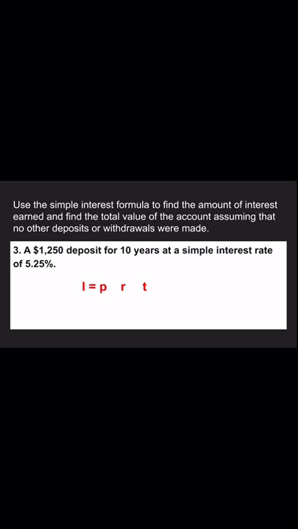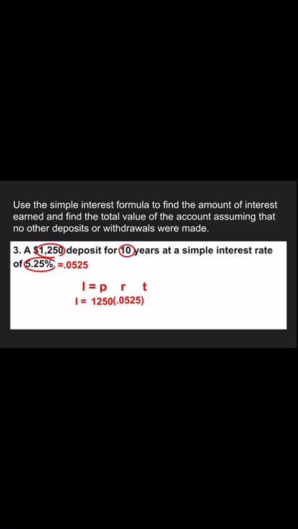PRT, principal times rate times time. What's our principal? What did we start out with? We're depositing $1,250. When I say depositing, that means that's how much I'm putting in the bank, $1,250. Rate, the rate is going to be the one with the percent. Once again, they are going to move the decimal. We're just actually going to use that 5.25%. We're going to put that straight into our calculator.